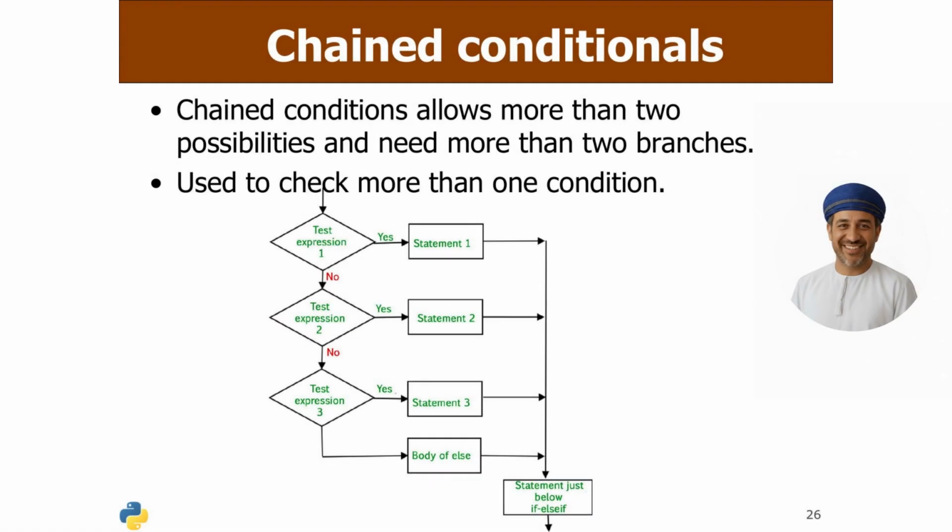Chained conditionals enable evaluating multiple conditions, offering more than 2 possibilities. They require more than 2 branches, allowing for complex decision-making. This structure is essential when checking multiple conditions, ensuring precise control flow in programming.